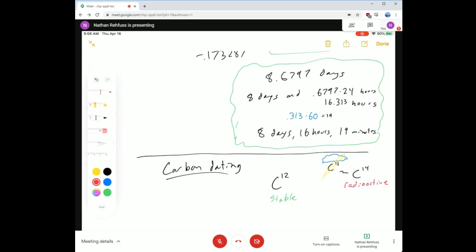As soon as you die, you are no longer eating, you are no longer breathing, and so you no longer have any new sources of carbon-14, and that carbon-14 in your body is going to decay via alpha particles, you say? Let's go with alpha particles. It's going to decay, and so all of your carbon-12 stays because it's completely stable as far as we know, but the carbon-14 is going to slowly dissipate.